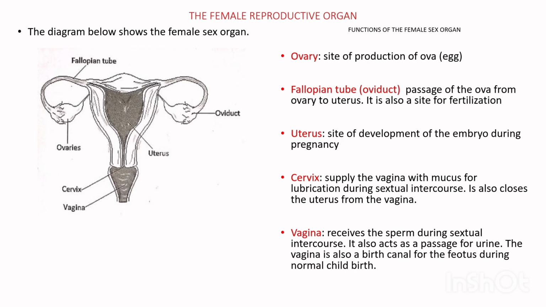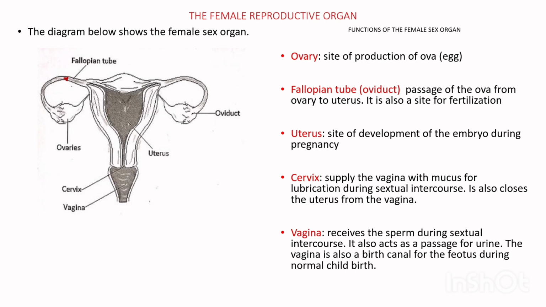Let me explain a little bit more. When an ova is manufactured from the ovaries, it will start moving to the uterus through the fallopian tube. Once it meets a sperm in the fallopian tube, fertilization will take place. Fertilization is simply the formation of the zygote when the egg and the sperm meet. Once the zygote is formed in the fallopian tube, it will start dividing and moving towards the uterus.